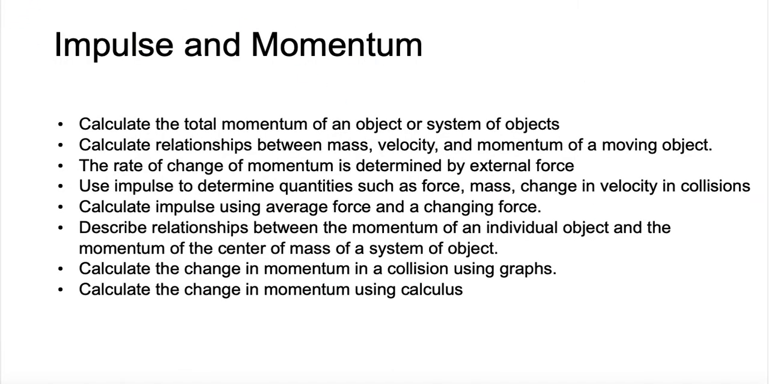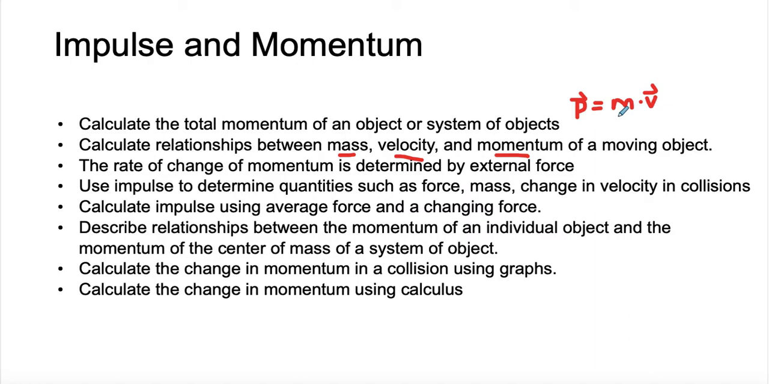The next topic is impulse and momentum. So being able to calculate total momentum in a system. To calculate total momentum, you are using momentum, which is a vector quantity, equals mass times velocity. So be able to use those formulas to calculate it. The relationships between mass and velocity and momentum are in this formula. So if you have a moving object and you needed to find one of the other things there, you could do that.